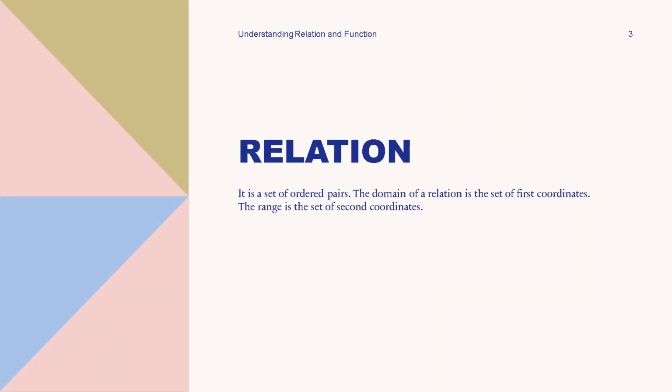Some definitions. So we have now relation. A relation is a set of ordered pairs. And then we have what we call the domain. The domain, in a relation, is the set of first coordinates. And the range is the set of second coordinates. So technically, all x's are the domain and all y's are your range.